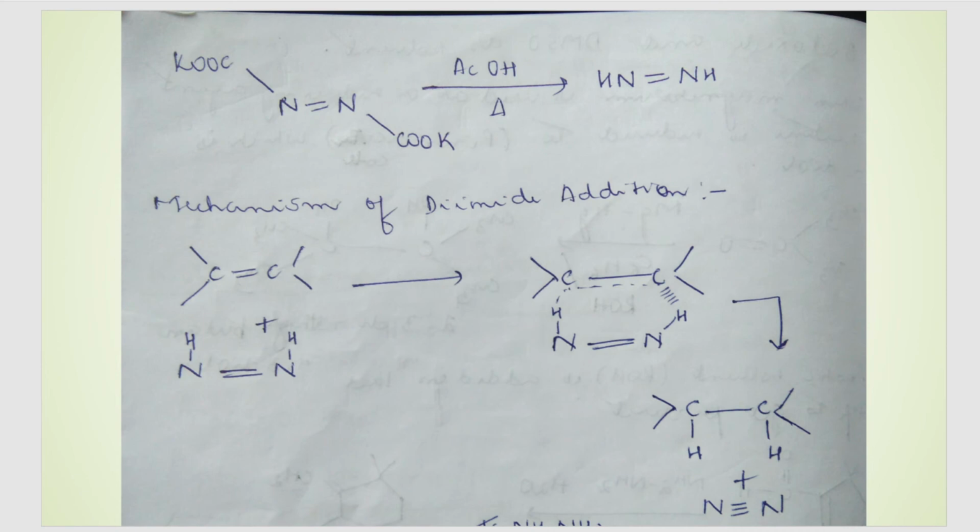In diimide, here you can see there is an intermediate formation, that is there's a pi bond here, so carbon already has 4 bonds, but there is an intermediate weak force hydrogen bonding taking place here between the hydrogen of the diimide and these two carbon atoms, and finally this double bond will break off and the hydrogens will attach here, giving us N2 and the alkane. The alkane is obtained from alkenes. So this is the mechanism of diimide addition.